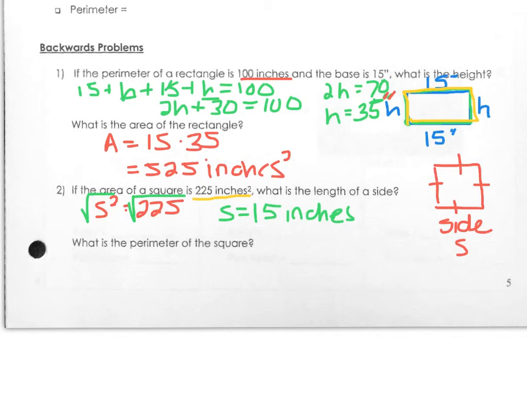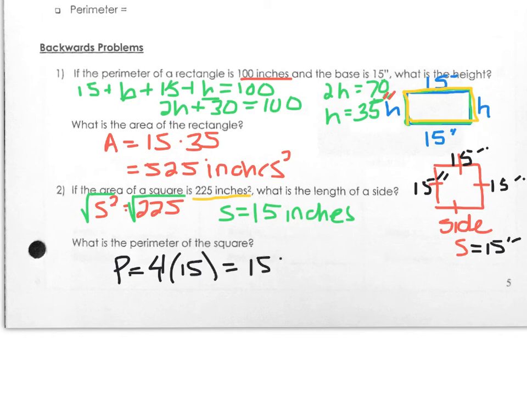The next problem asks, well, what is the perimeter of that square? Well, if the side was 15 inches apiece, can you figure out what the perimeter would be? Each of these sides is exactly the same. Each of these sides measures 15 inches. And so the perimeter is just going to be 4 times 15. Or maybe you prefer to think of it as 15 plus 15 plus 15 plus 15. They're exactly the same. No matter how you do it, you get 60.